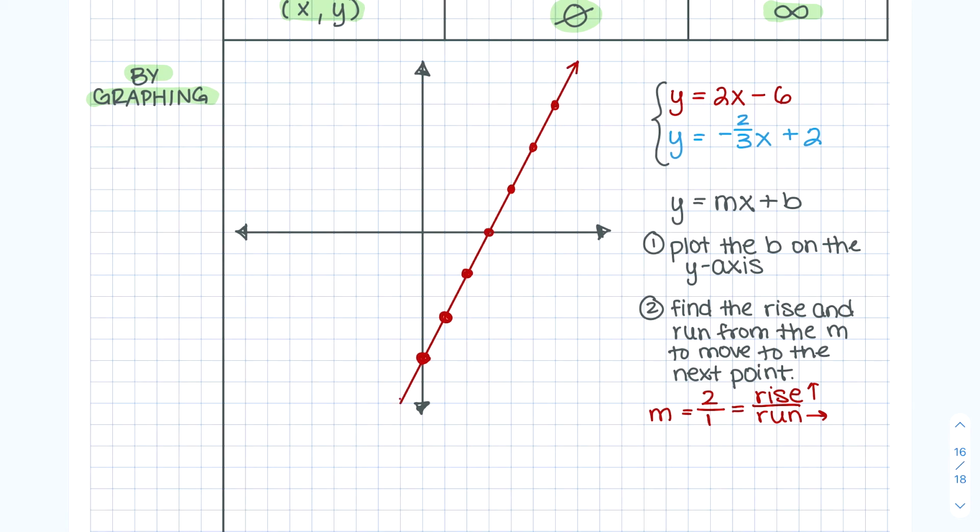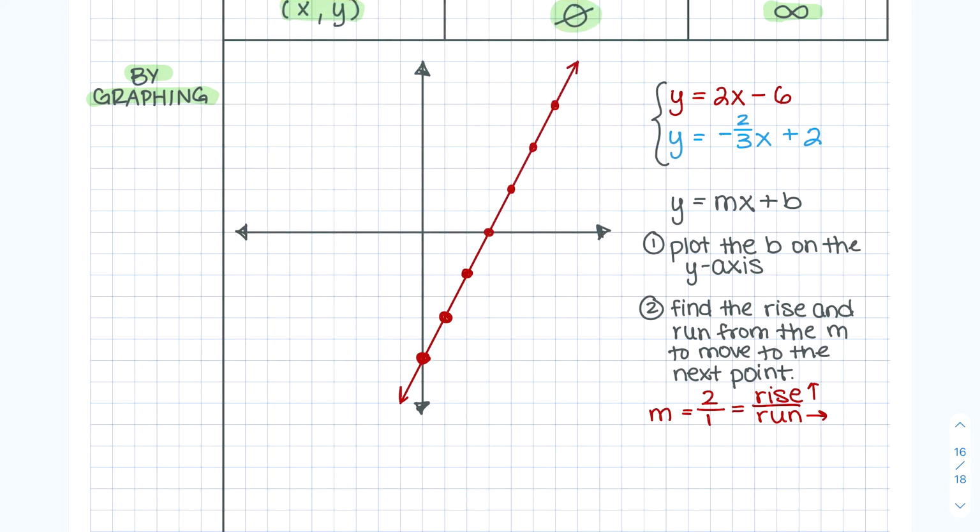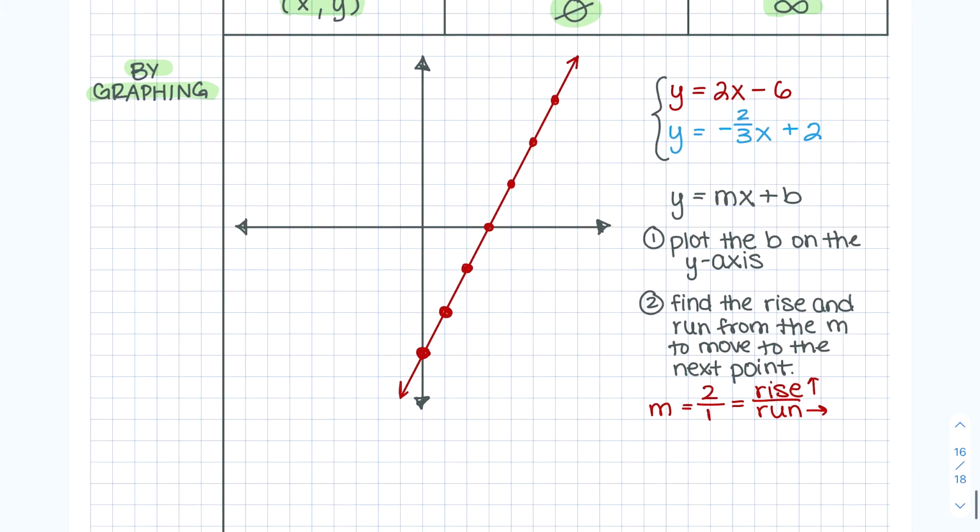So that is my red equation, and I'm also definitely going to connect all the lines. Just like that. Okay, now let's plot my blue equation. So again, my first step is what? To plot the b, which is positive 2, on the y-axis. So my b is positive 2 on the y-axis is right here. Okay, it's right there.